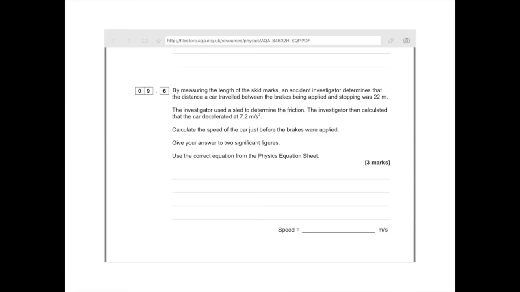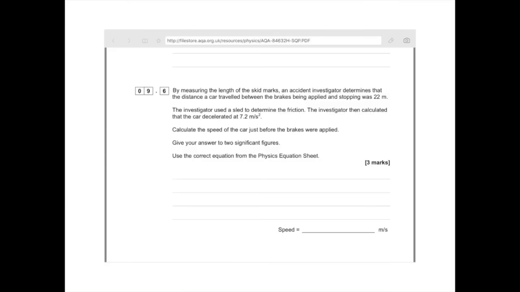By measuring the length of the skid marks, an accident investigator determines that the distance a car travelled between the brakes being applied and stopping was 22 meters. The investigator used a sled to determine the friction. The investigator then calculated that the car decelerated at 7.2 meters per second squared. Calculate the speed of the car just before the brakes were applied. Give your answer to 2 sig fig.